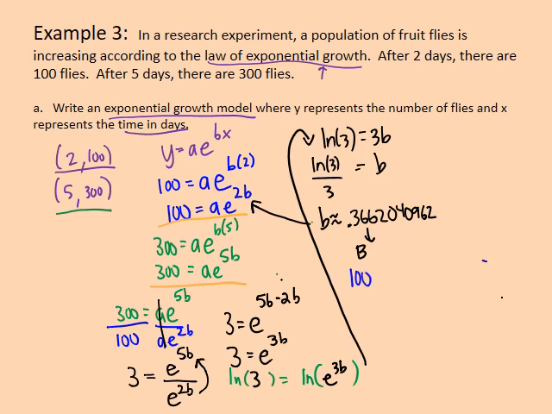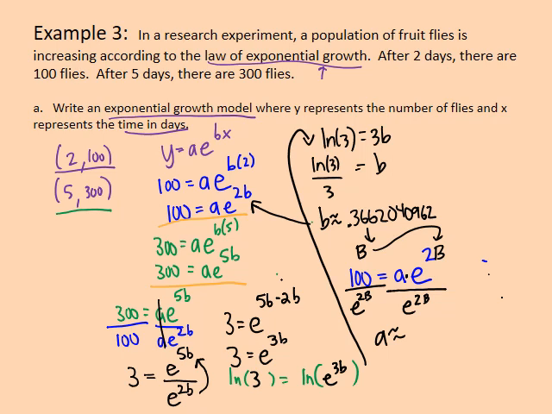So we have 100 equals A times e to the 2B. Remember, B is my stored value from my calculator. So this is just multiplication. The way to solve for A is I just have to divide everything by e to the 2B. So A is approximately equal to 100 divided by e to the 2B.